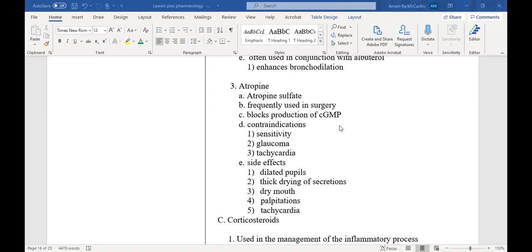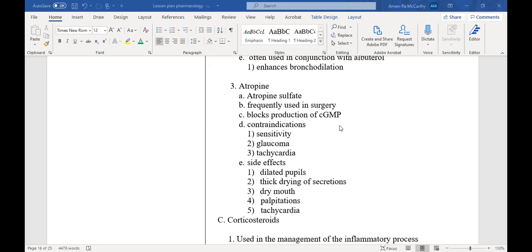It blocks the production of cGMP just like the other thing does, right? Because cholinergic response produces cGMP, which makes constriction, right? Or heart rate drop, pupils constrict. All that cGMP does all of that. And so if we want to block that, we need to give an anticholinergic, right? And it's just two of them, Atrovent and atropine.